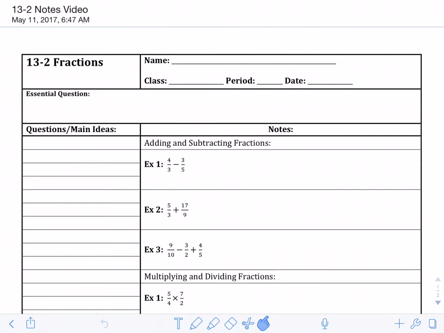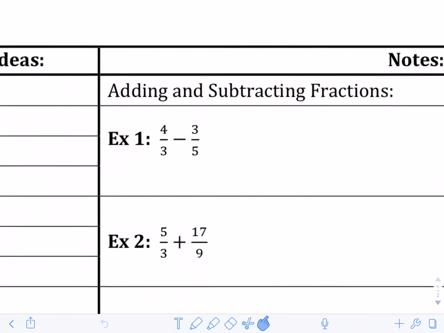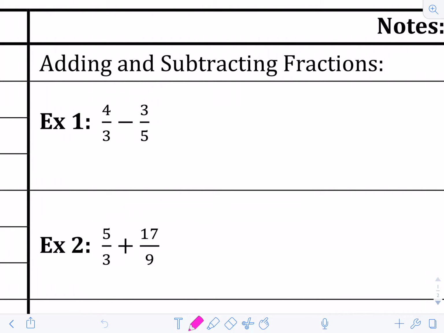Alright, so this is 13-2. These are your fractions without using a calculator. So we're going to go ahead and start with the first one. Whenever you are adding or subtracting fractions, you have to have a common denominator.